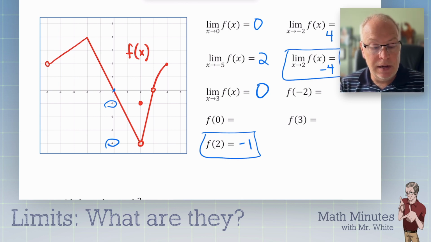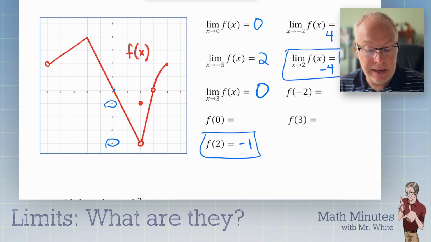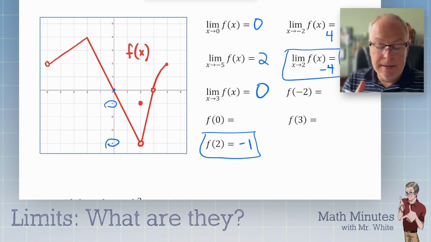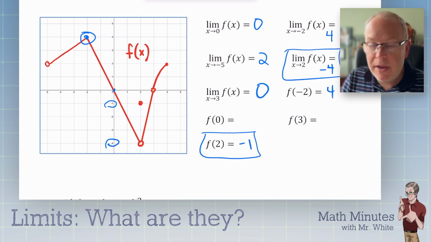What about f of -2? That's where you just literally read where the closed circle is. So up here, f of -2 is 4. And remember, we can write that as an ordered pair, by the way. This is the same as the ordered pair -2, 4.